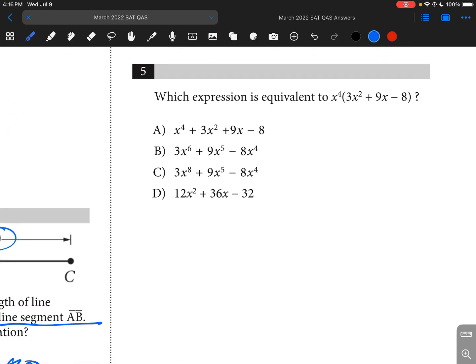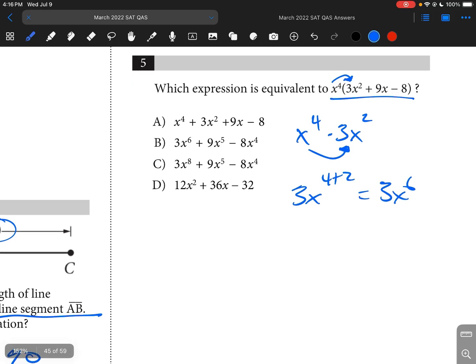So number 5, what expression is equivalent to this? So here you just want to distribute the x to the fourth, and knowing your exponent rules, if you have the same base, when you multiply values with the same base exponent, you add these together. So in this case, it'll be 3x to the 4 plus 2 equals 3x to the 6.